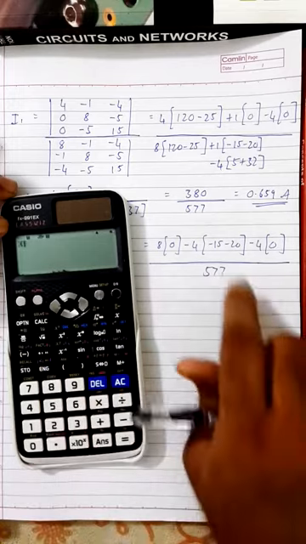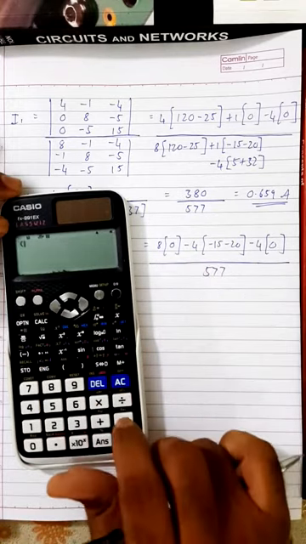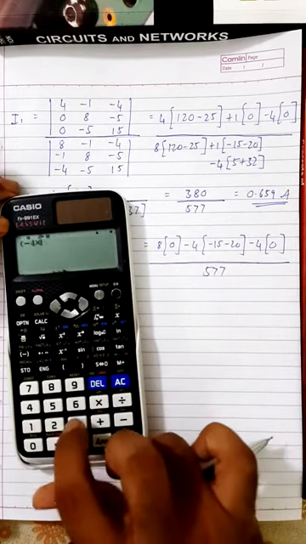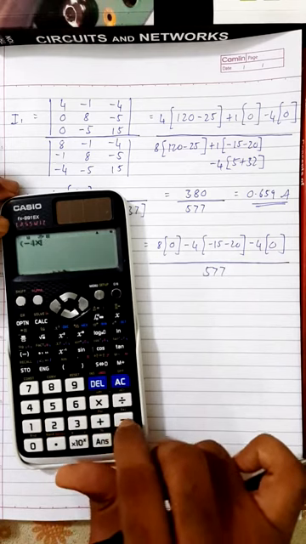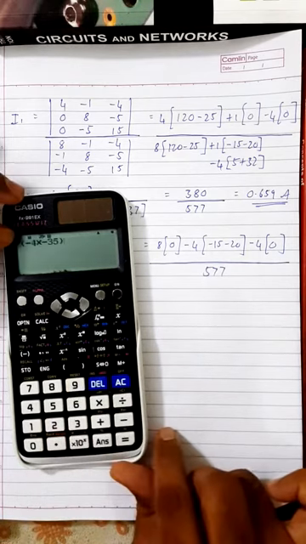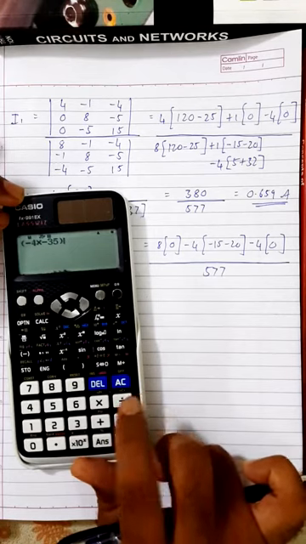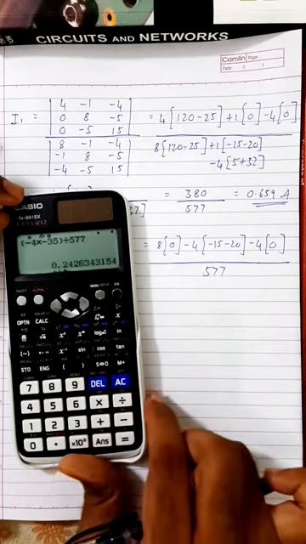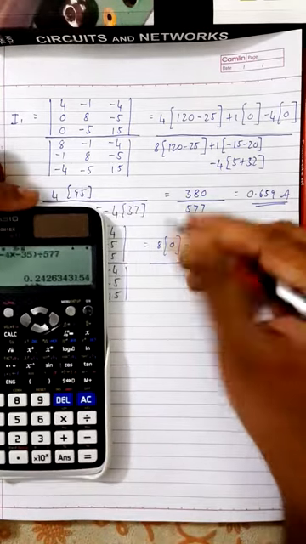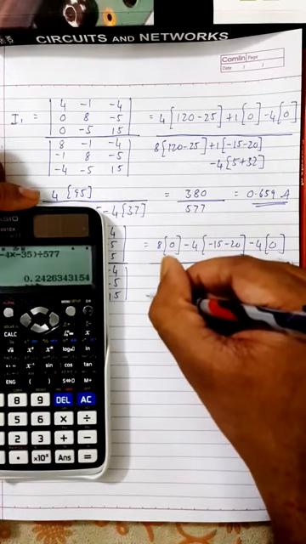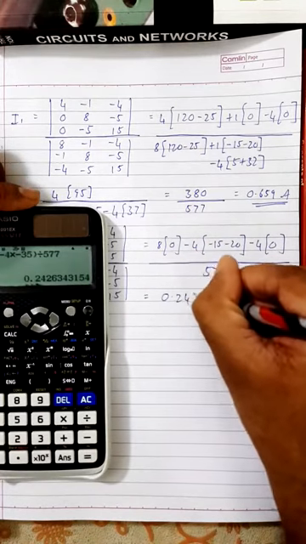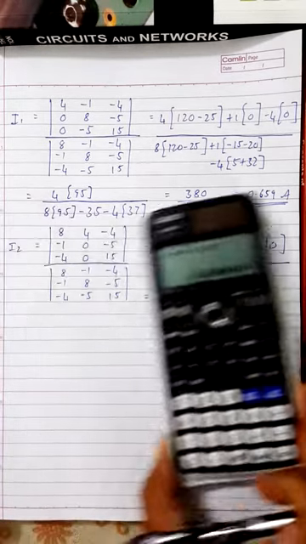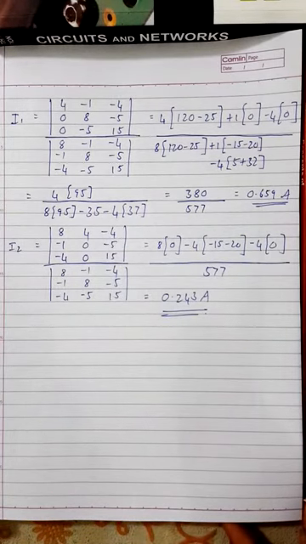So we have minus 4 in the numerator, right? We have minus 4 into minus 35 divided by 577, and the answer is 0.243 amperes. So therefore I2 is equal to 0.243 amperes. Okay, so this is the value of I2.